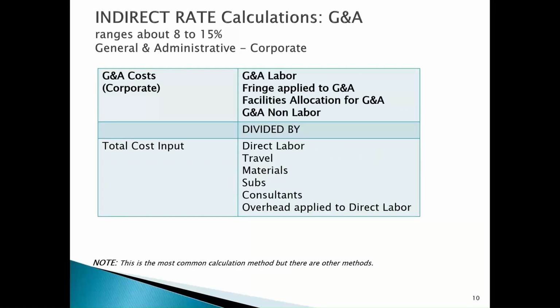G&A is all of your corporate expenses divided by what's called total cost input. That's your direct labor, if you have direct travel, direct materials, direct subs, direct consultants. And all of those would have to be charged to a contract. And there's also overhead that's applied to direct labor that goes into that bid. And I'm going to show you some math examples here in a minute to try to help.